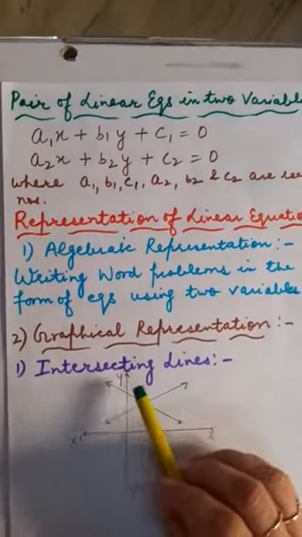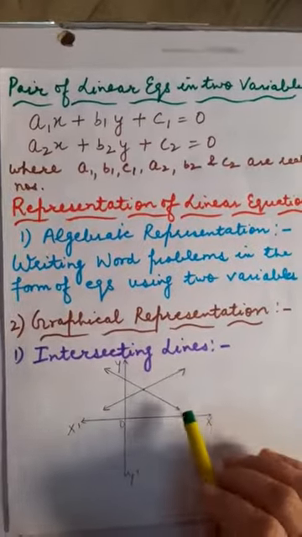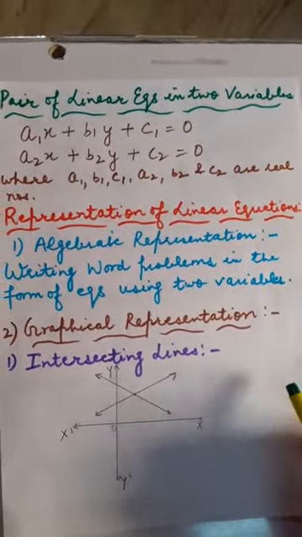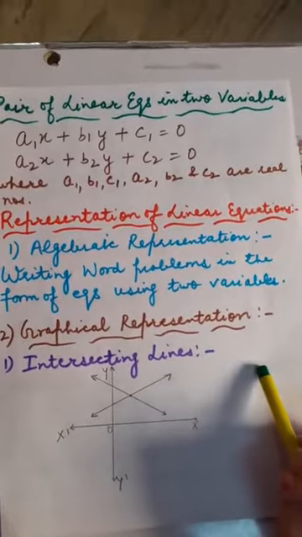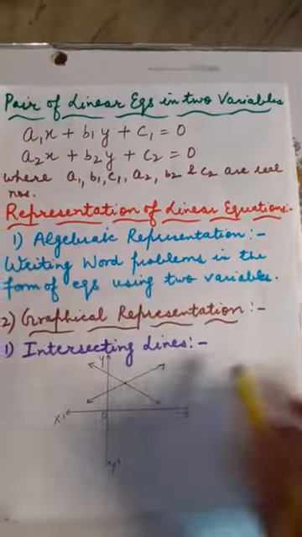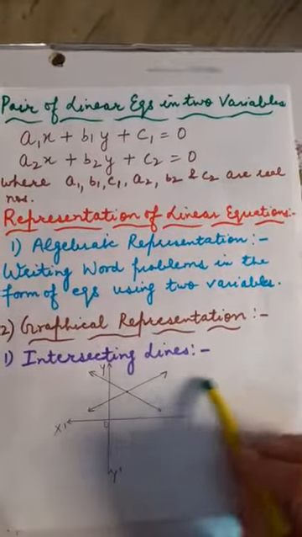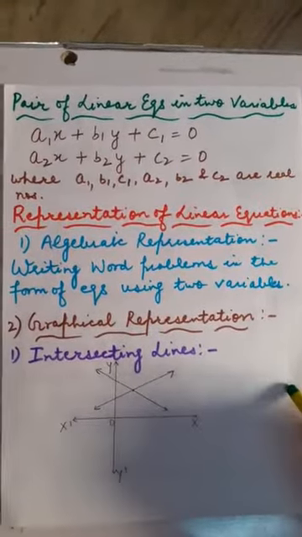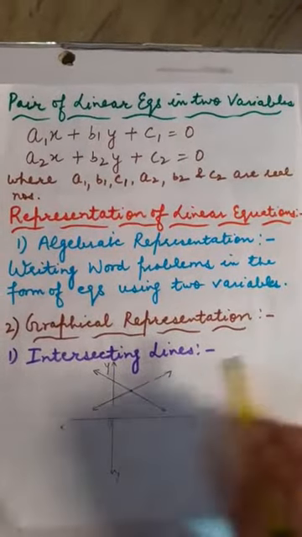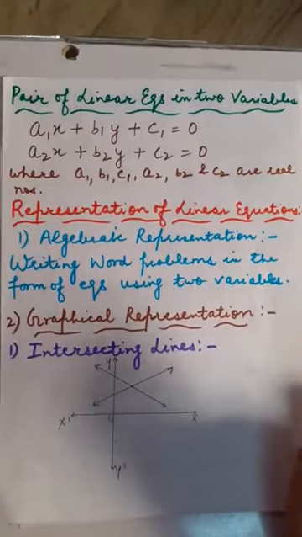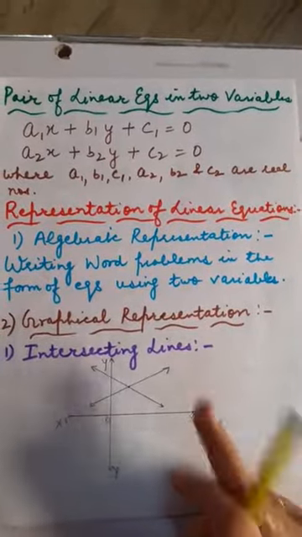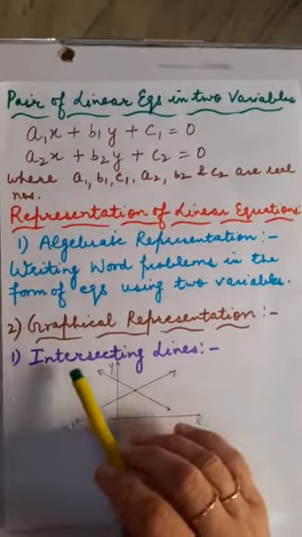Number one, intersecting lines. Children, this concept you learnt in class 9th also, that you were just going to draw a straight line, because whenever we are dealing with the linear equation, the graph of a linear equation is a straight line. Using plotting the points, you are just going to draw the graph of that straight line, fine. There you were just going to draw one line only, fine. Here you have to draw a pair, because we are dealing with a pair of linear equations. So there are three categories.